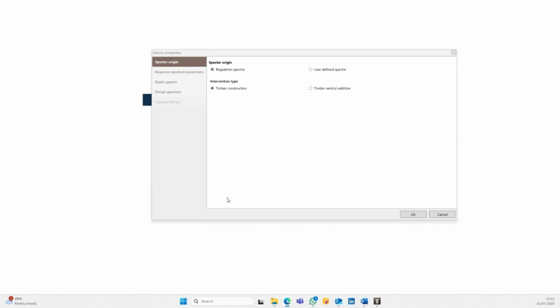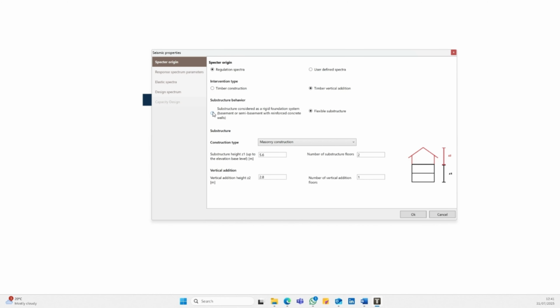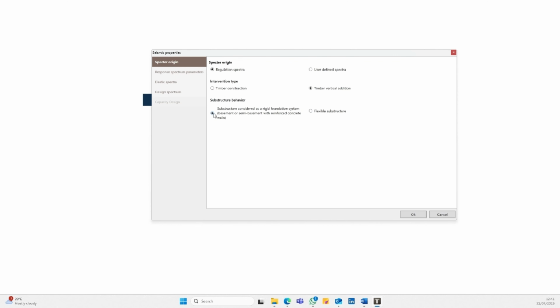Now, let's talk about the intervention type. We've got 2 options to choose from. First, there's timber construction. This means we're building a new structure from the ground up, using a ground foundation. Second, we have timber vertical addition. This is when we build a new timber extension on top of an existing building. That existing building is called the substructure.